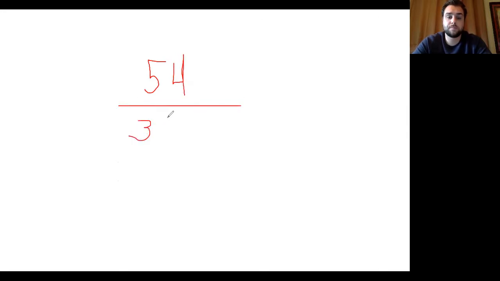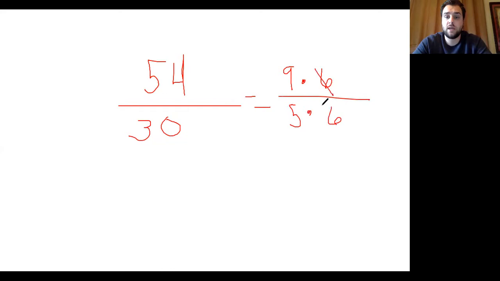Let's see, I think I have another one. Okay, let's do a big one. So 54 over 30. Okay, so 54 is 9 times 6, where 30 is 5 times 6. We have both 6's here, so we can go ahead and cancel.